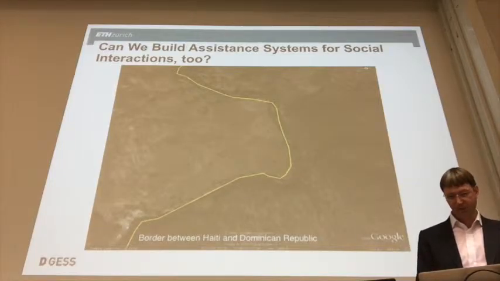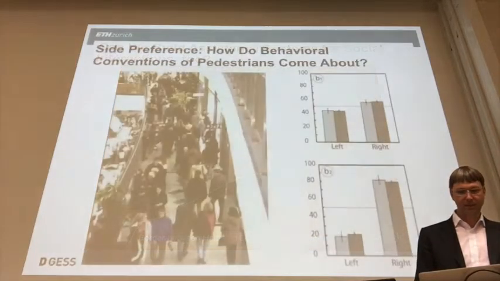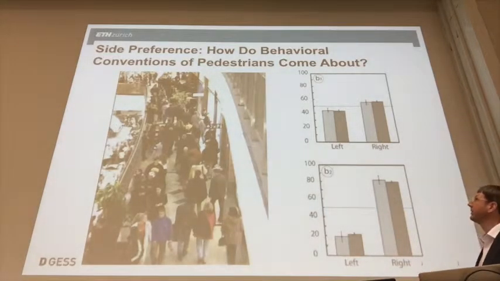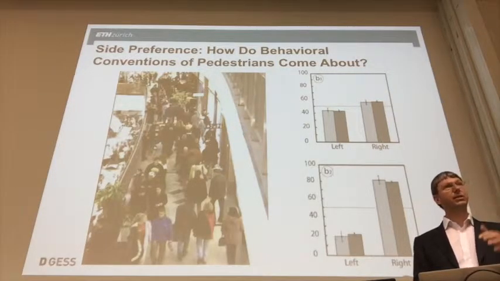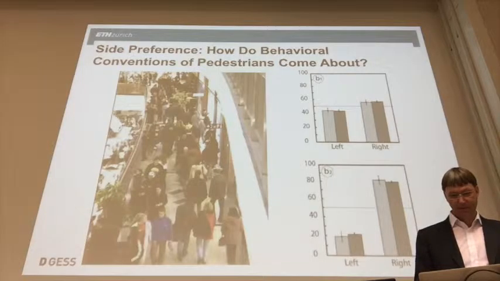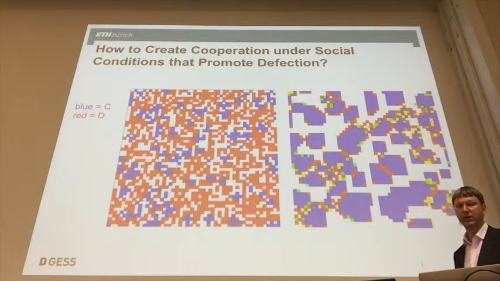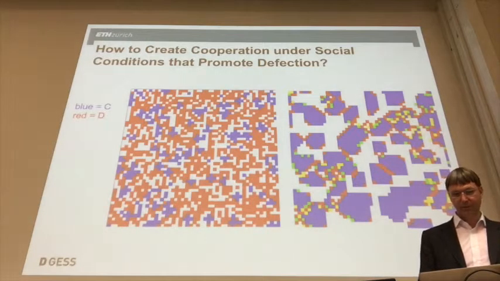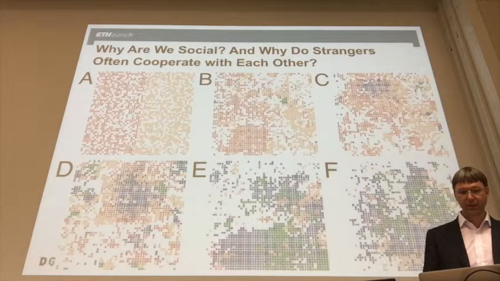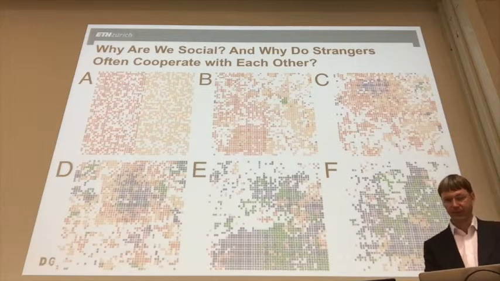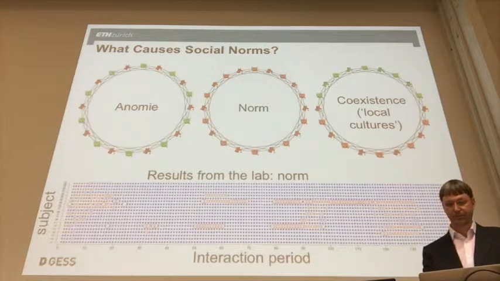Now in my talk, I'm going to address a number of questions, some relating to behavioral conventions, in this case side preferences of pedestrians. That's reducing the friction in the crowd, so it makes the motion more fluid, more efficient. We're going to talk about cooperation and conditions that are supporting cooperation, and we're talking about the emergence of moral behavior, and finally also why are we social and what causes social norms.